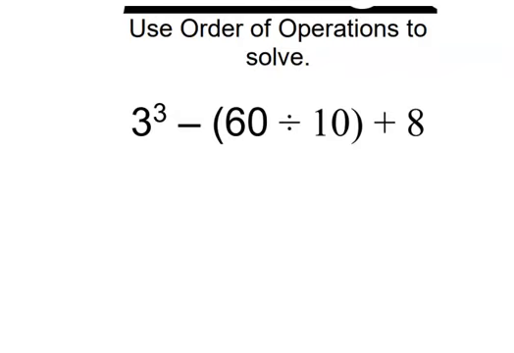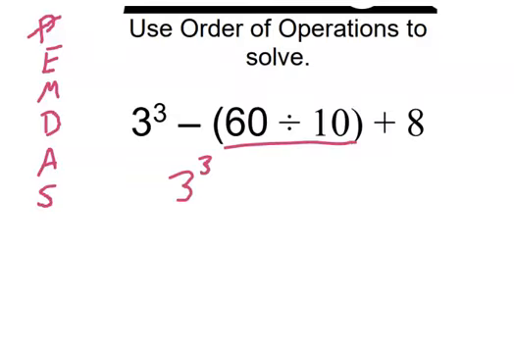All right, using order of operations, we know that means we are doing PEMDAS. P-E-M-D-A-S. Some people say, please excuse my dear Aunt Sally. It's the way that they remembered that. So parentheses, we're going to start with that. 60 divided by 10 is 6. So we're left with 3 to the third power minus 6 plus 8.